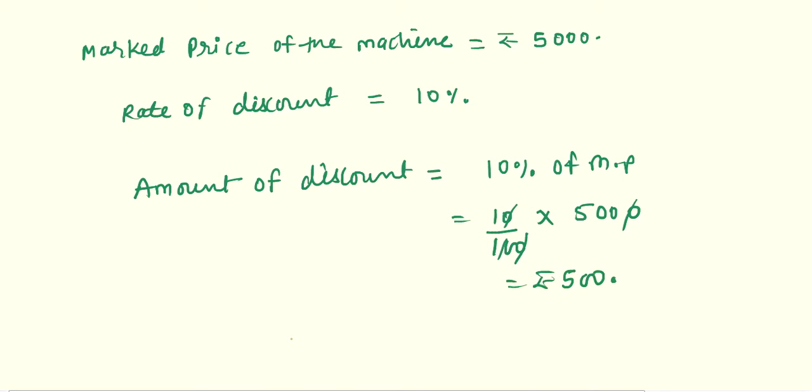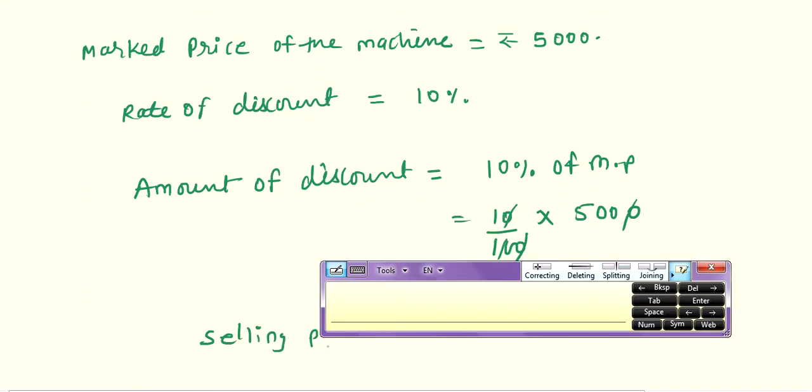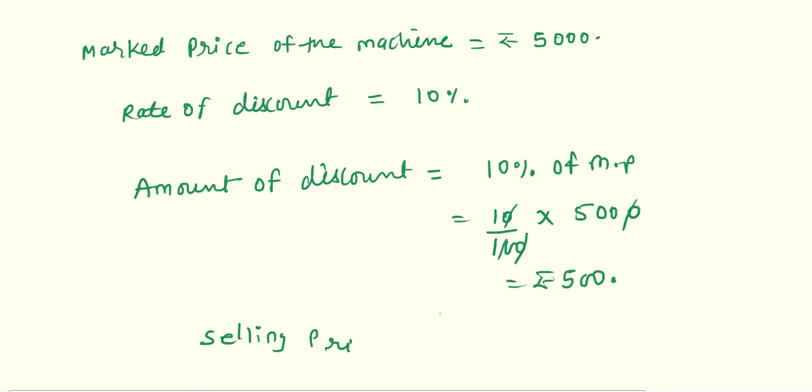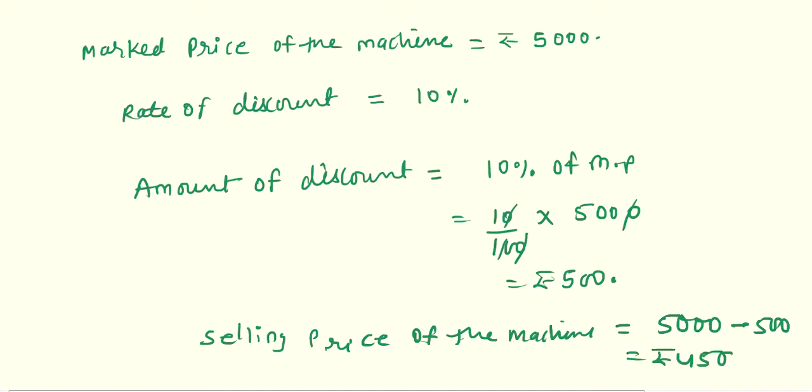Now we want to find the selling price of that machine. Selling price of the machine equals MRP 5000 minus discount 500. So rupees 4500 is the selling price.